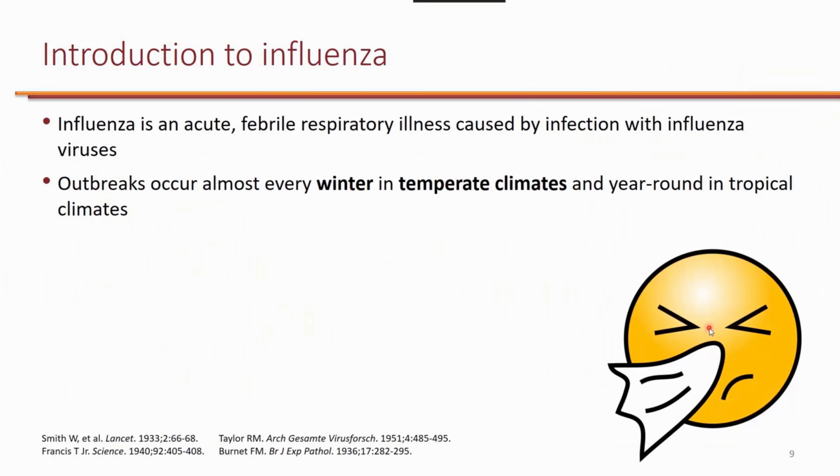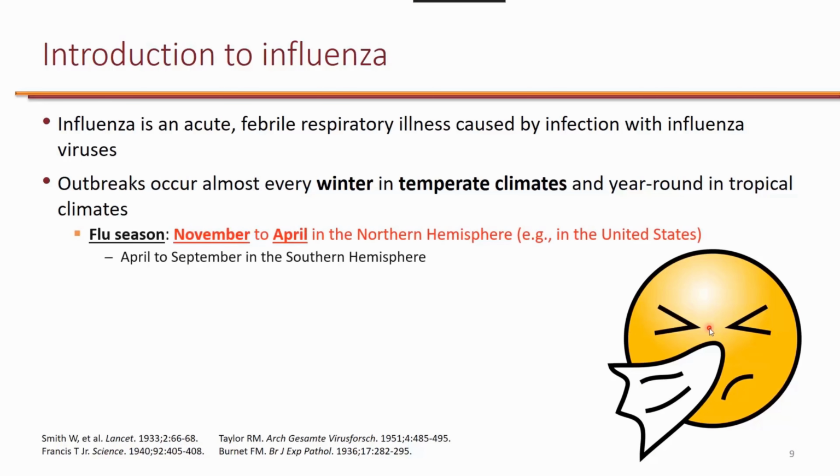Influenza is an acute febrile respiratory illness caused by the influenza viruses. In temperate climates such as the United States or North America in general, it typically occurs every winter. And it actually happens year-round in tropical climates. The flu season, for the most part, is approximately between November to April in the US.